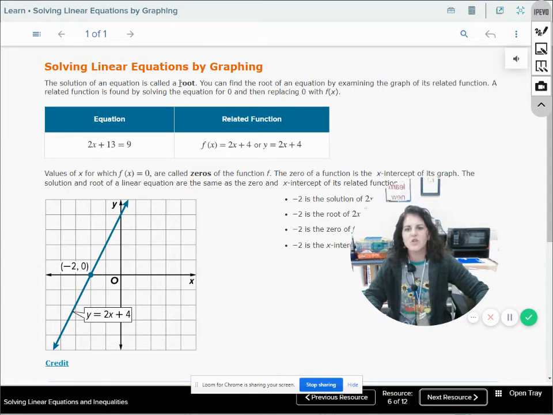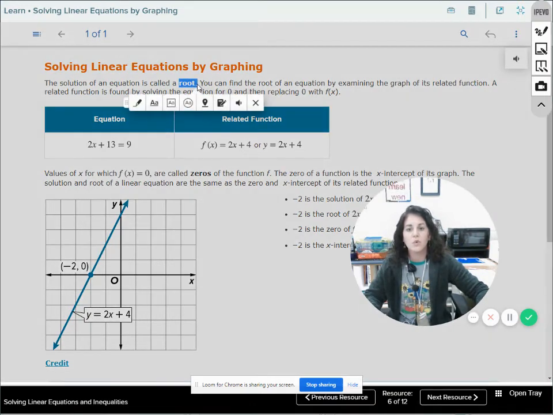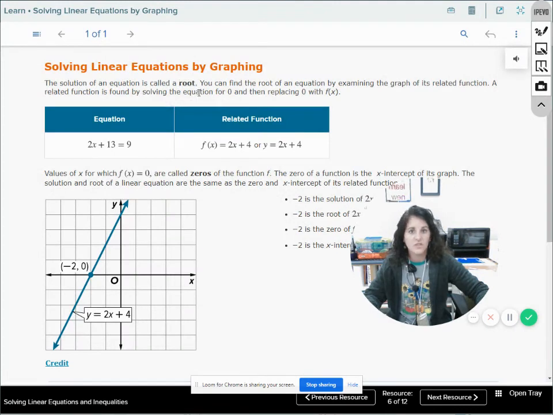So it says the solution of an equation is called a root. So there's a vocabulary word. The solution of an equation is called a root. You can find the root of an equation by examining the graph of its related function. A related function is found by solving the equation for 0, then replacing 0 with f of x. So let's look at it. The values for which f of x equals 0 are called roots.